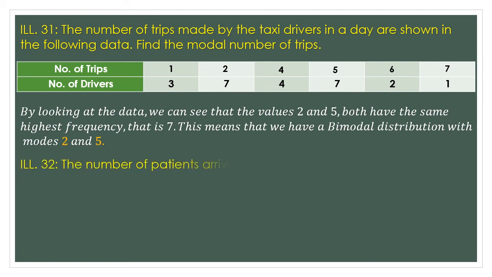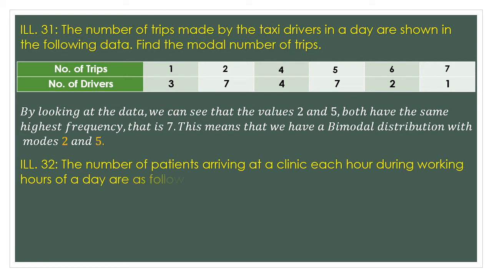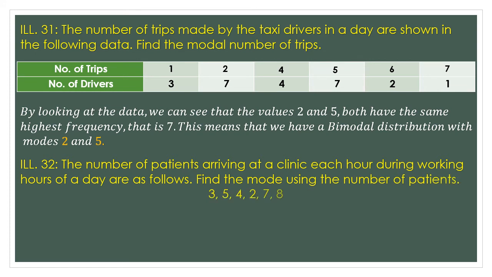Moving on, illustration 32. The number of patients arriving at a clinic each hour during working hours of a day are as follows. We have to find the mode using the number of patients. Number of patients are 3, 5, 4, 2, 7, 8. Now, just have a glance at the data and tell me, is there any number which has been repeated for the maximum number of times? No. All the numbers are available only one time.